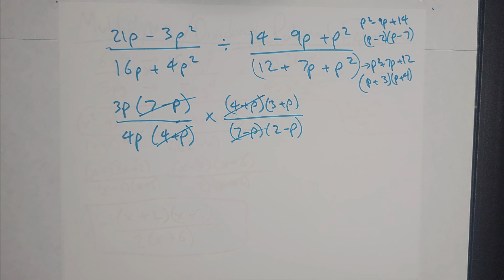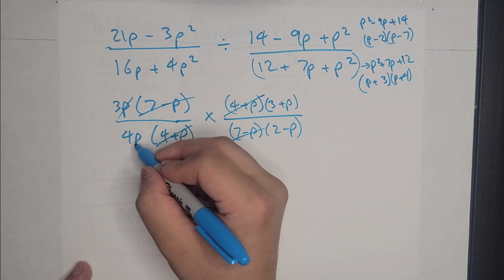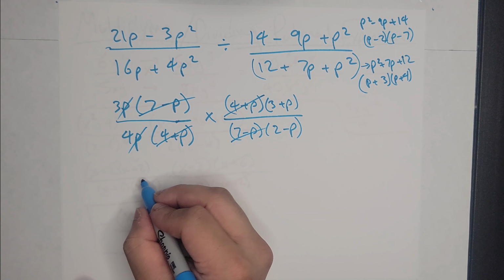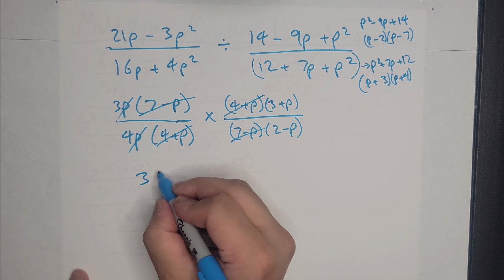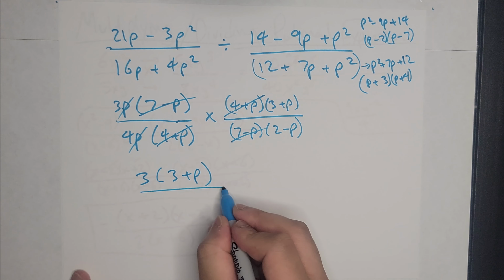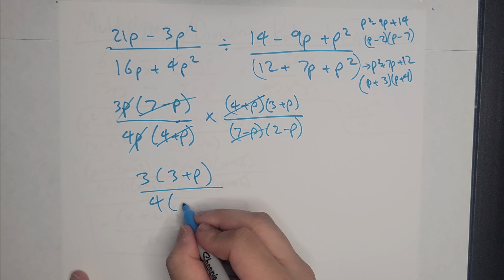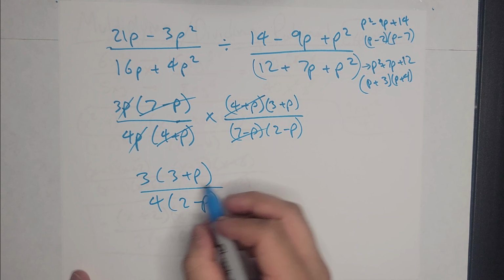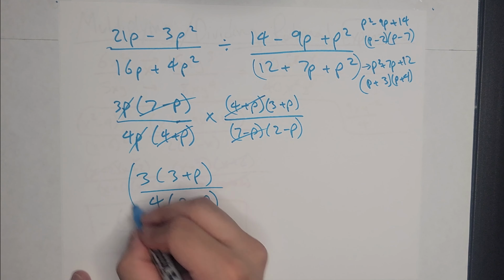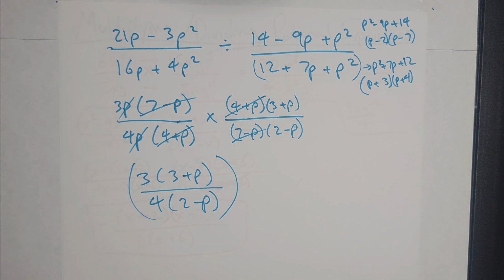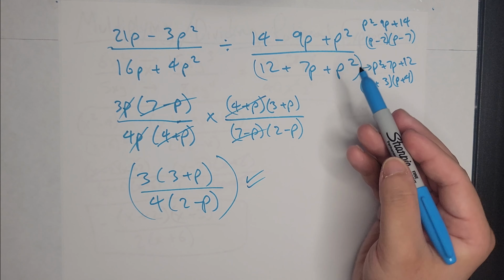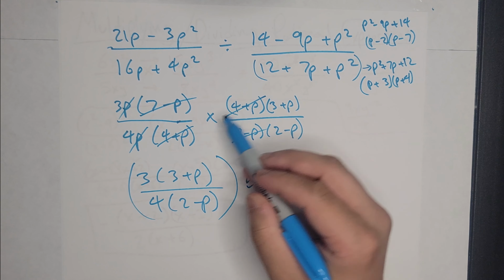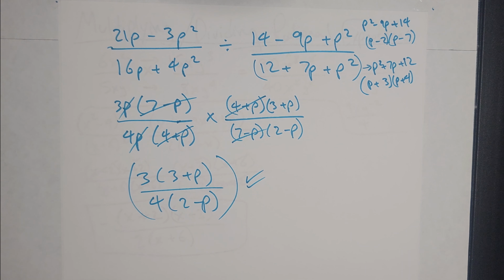And so what does that leave me with in the numerator? I have this p here and that p there. So now I'm left with 3 in the numerator with this 3 plus p. And in the denominator I have a 4 and a 2 minus p. And yeah, that's all it was. Simple as that. Just factoring. When you can factor them, then you can easily just start canceling them out in the numerator and denominators.